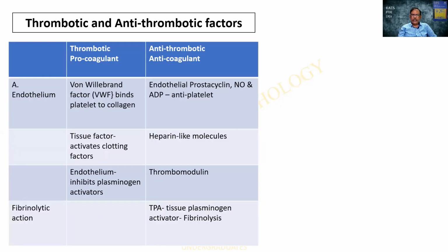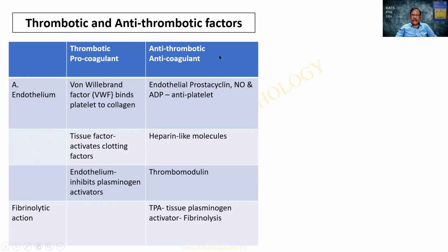Thrombotic and antithrombotic factors. No other go but to memorize. Quite easy. There are only two components that we should remember. One is the endothelium, another is the platelet. First one is the endothelium, in which I have mentioned the thrombotic, prothrombotic, or procoagulant factors. These are the list of factors I would like you to kindly memorize. Von Willebrand's factor, tissue factor, plasminogen activator inhibitor, etc. by the endothelium. So this is one.